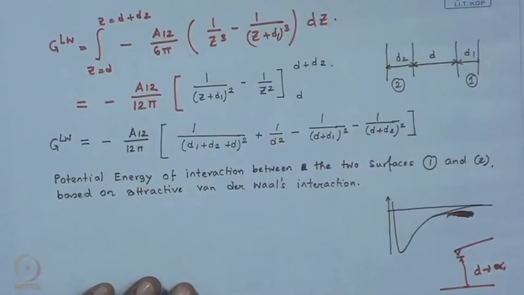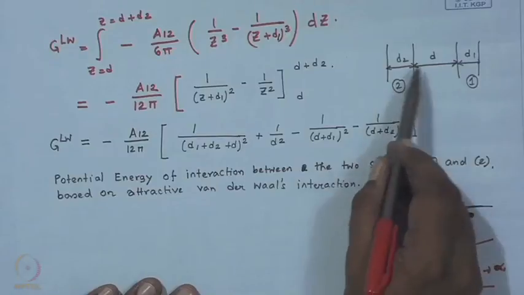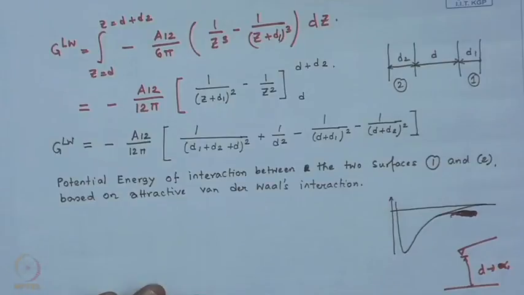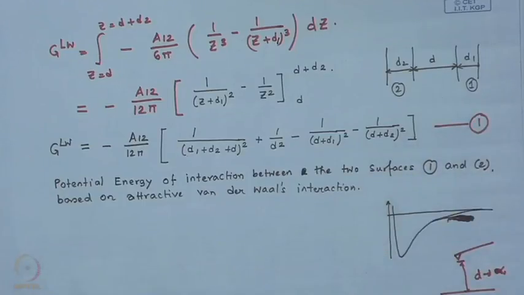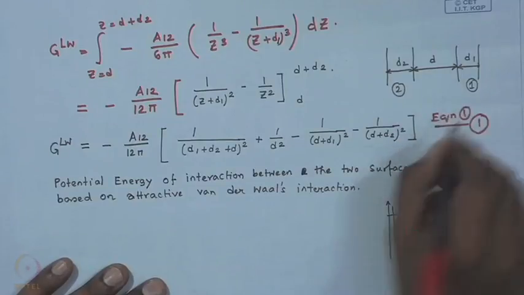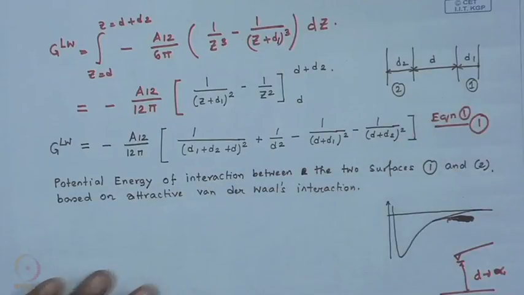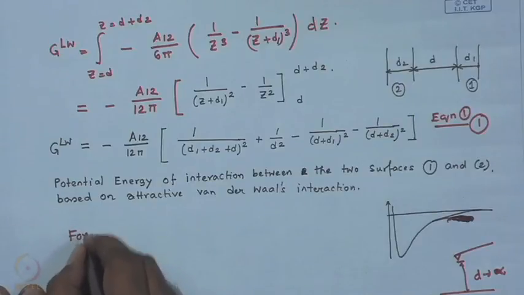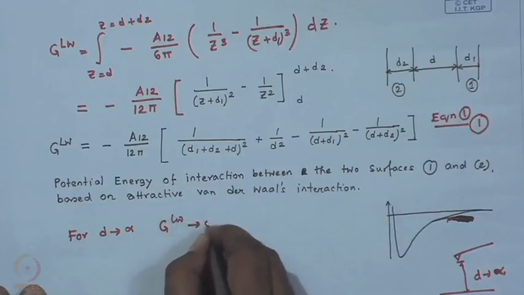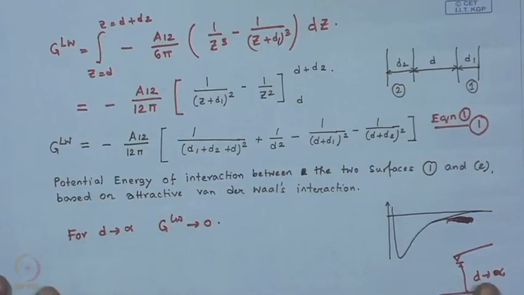Now, if you substitute d tending to infinity, please do not forget what d is. d is the separation distance between the two surfaces. The moment you substitute d equal to infinity in the expression for GLW, let us mark that as equation 1, you find that d is there in the denominator of all the terms. So, for d tending to infinity, GLW tends to 0. There is no van der Waals driven force when the separation distance is very, very high.